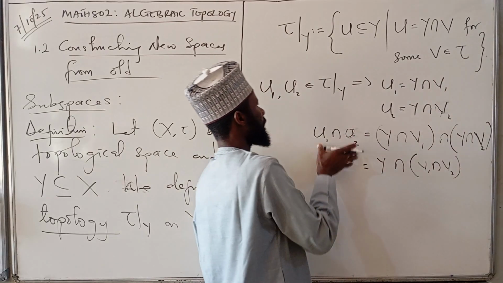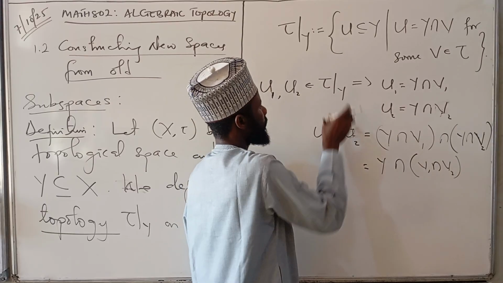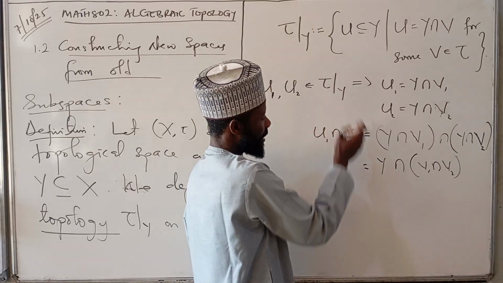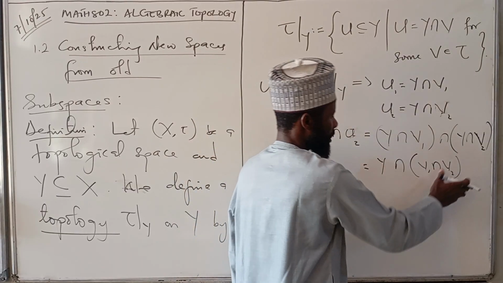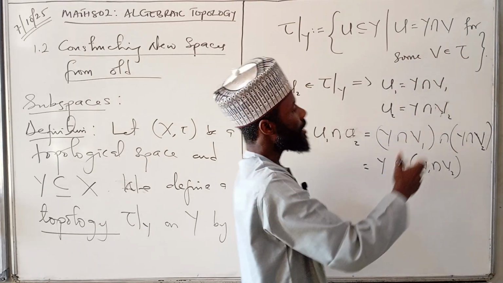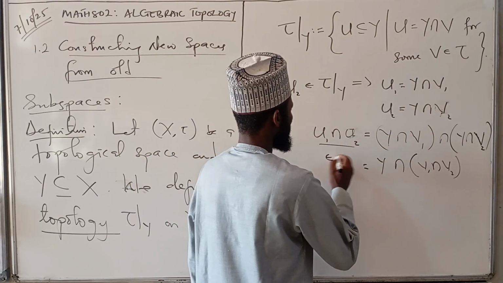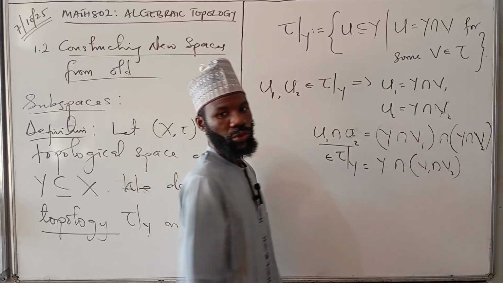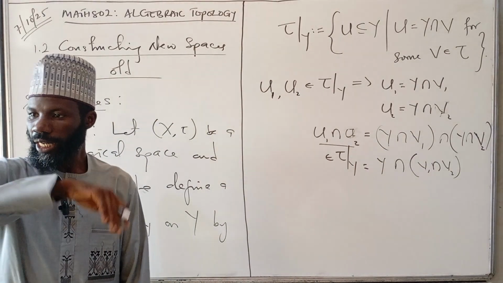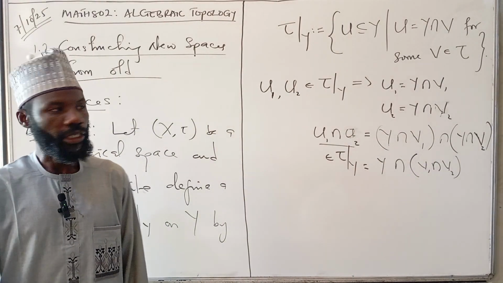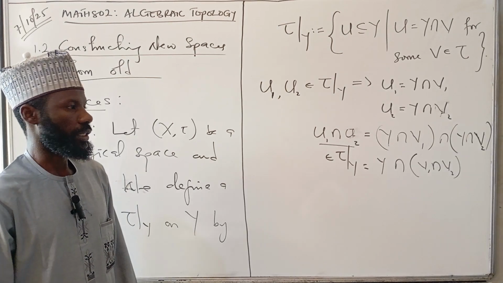So you can write the intersection of any two members from tau restricted to y as the intersection of y with an open set in x. And so therefore this is in tau. So that means this intersection belongs to tau restricted to y. Are you following? So the second requirement for the definition of topology is also satisfied.